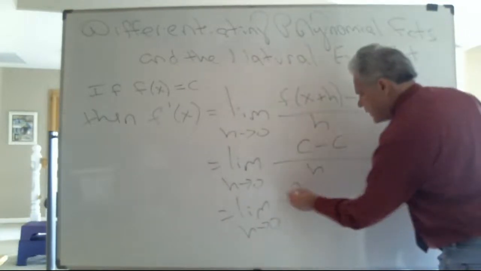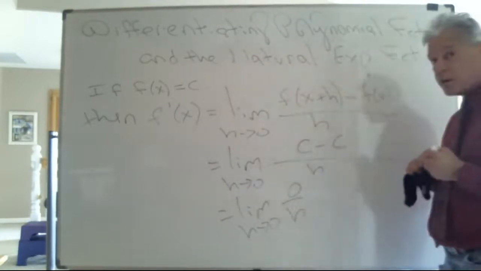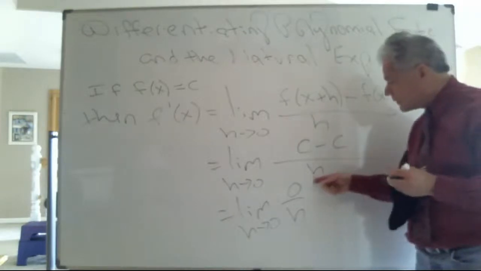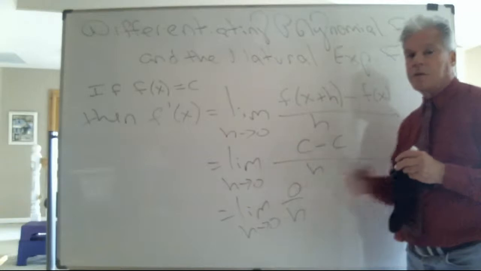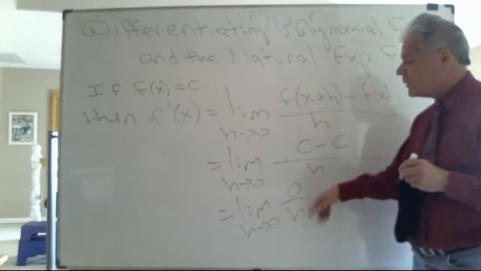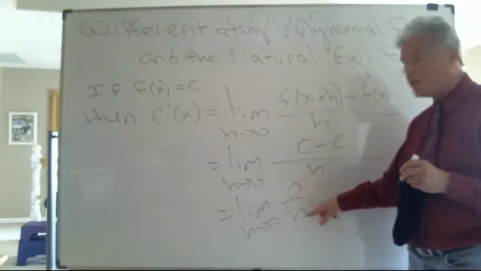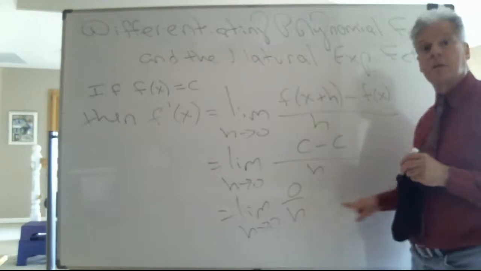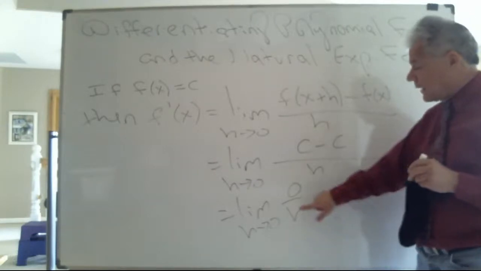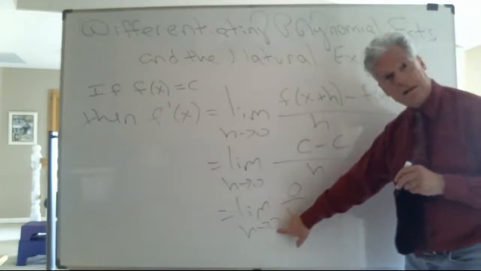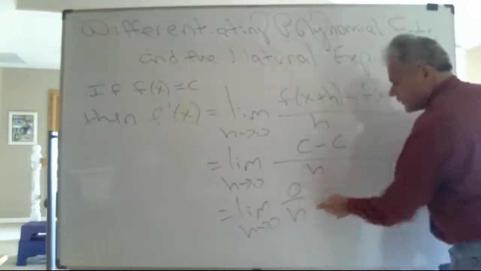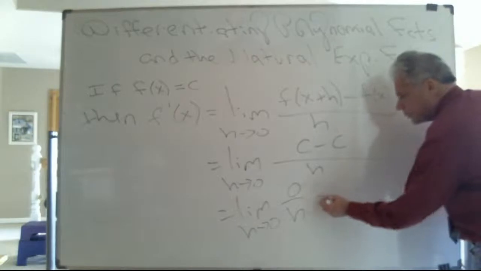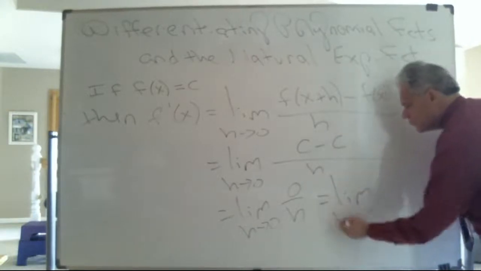Now that gives me this, which looks like it could be a problem. It looks like I've got a 0 over 0 situation. It looks like I have a limit in an indeterminate form, but it's not true because prior to taking the limit, 0 divided by anything that's non-zero is going to be 0. And I don't care if h is actually equal to 0 because I'm taking the limit. So I'm going to treat h as non-zero. So 0 divided by a non-zero number is just 0 itself.